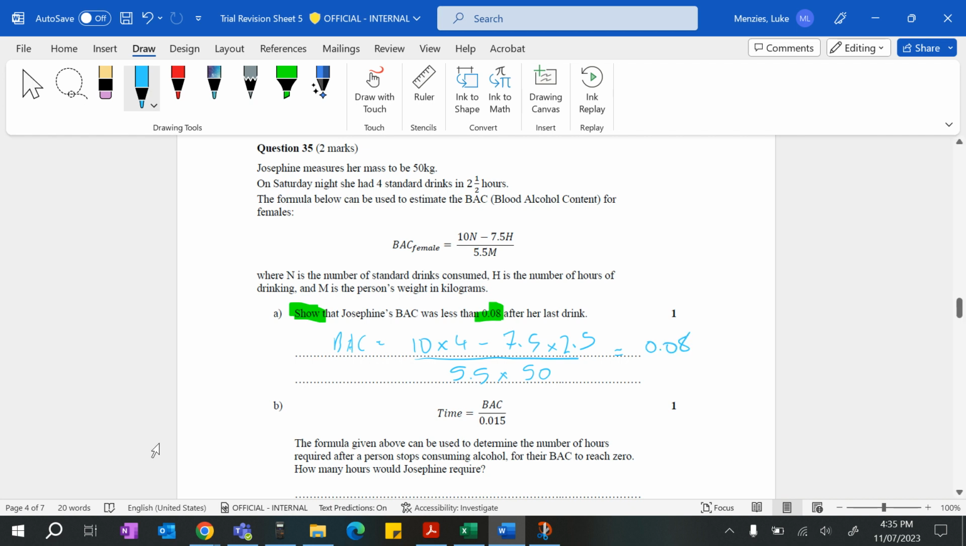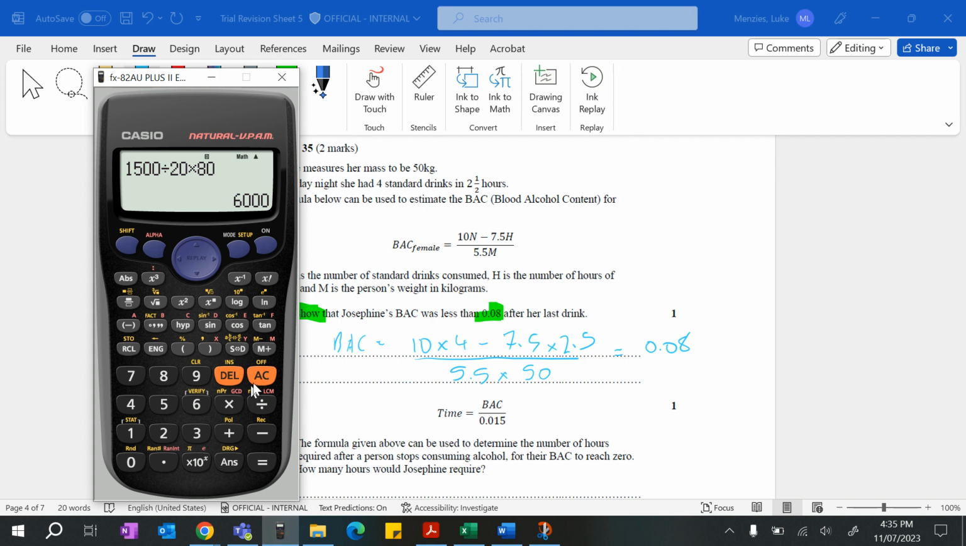And if I had that question, I would probably just get my calculator out and make sure that I did indeed get that answer, which I need to get. So 10 times 4 minus 7.5, times 2.5, all over 5.5 times 50, and then rounded to 1 decimal place. I can see, yes, I've got it.